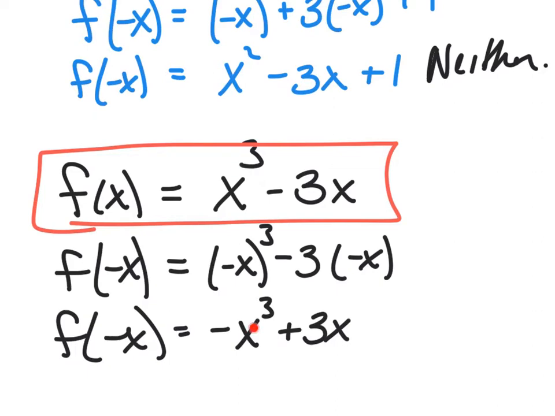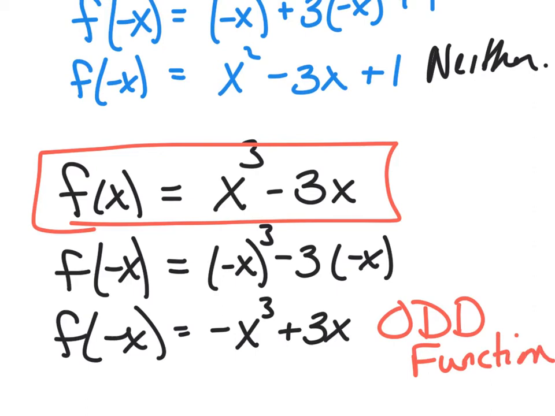Well, is it the same? Of course not. This changed signs. Is it different by a negative? Well, that means everybody changed signs. X cubed became negative, negative 3x became positive, so yes, this is an odd function. I'm not saying odd degree. I don't know anything about the end behavior. I just know that it's an odd function.